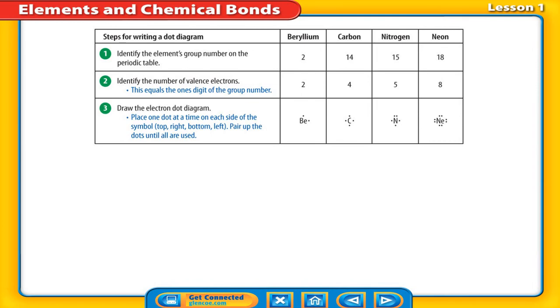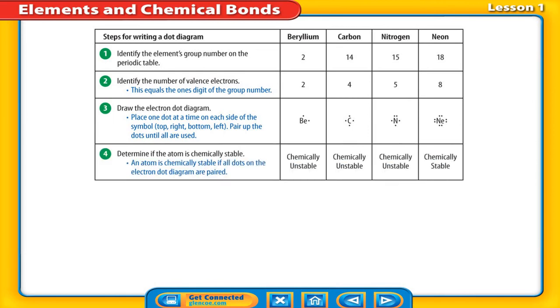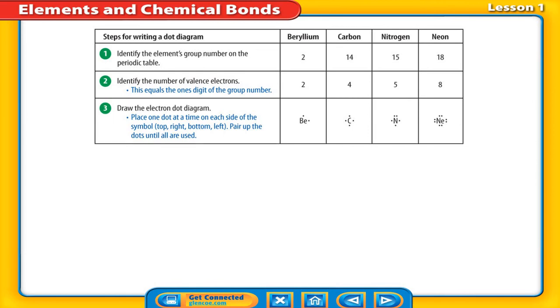So look at neon. You know that it has 8 electrons on the last energy level. So I'm going to go back, use my pen. It has 8 electrons on the last energy level. So you start at the top, right, bottom, left. You fill the first 4 first, and then the next 4. But they should be put next to the first electrons that you've put. You should pair up the dots until they are all used.